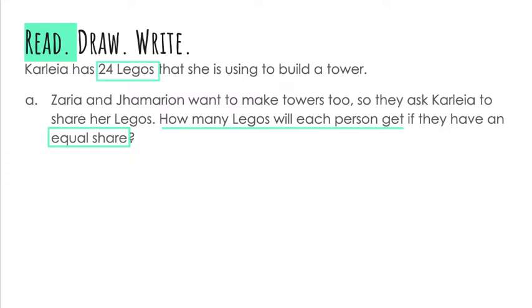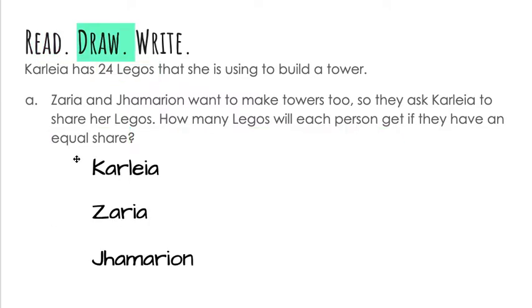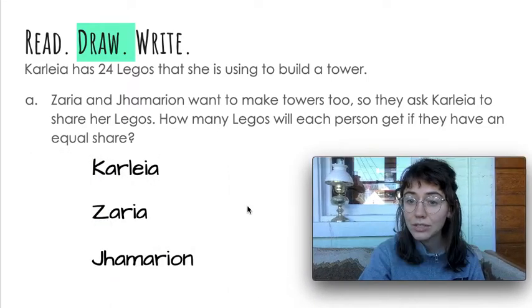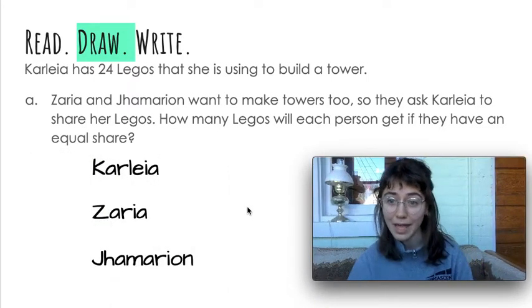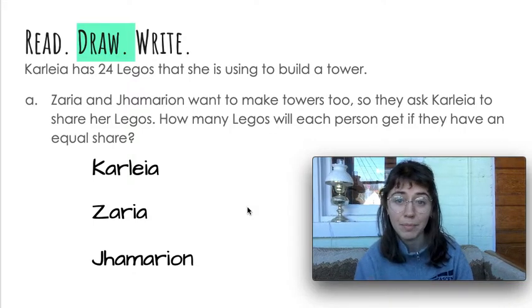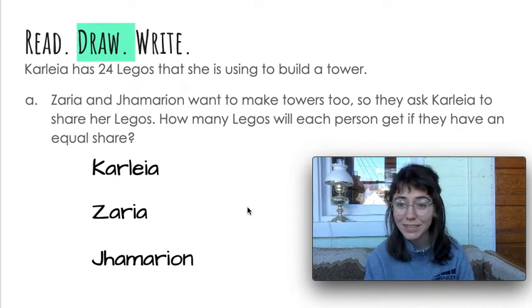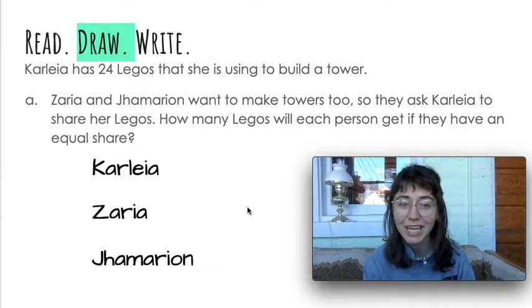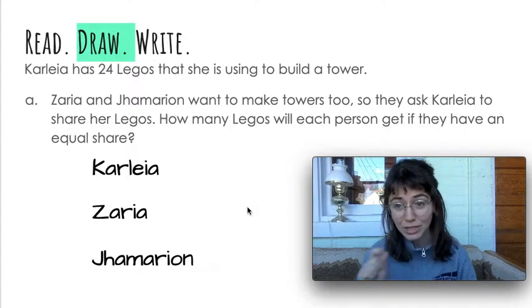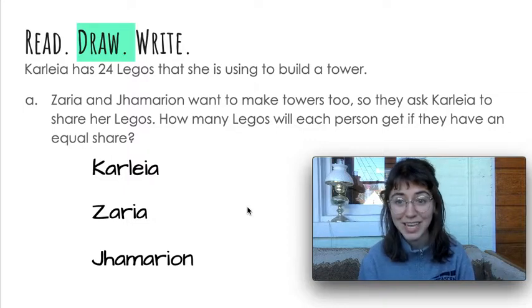Next step is to draw. So I started off for drawing by doing Carlia, Zaria, and Jamarian as separate groups. I want you to go ahead and see if you can use our strategy from yesterday, using a dot drawing to distribute 24 Legos equally to 3 people and see how many Legos each person gets. So I want you to pause the video right now, write down Carlia, Zaria, and Jamarian's names, and then use our dot strategy to see if you can solve this on your own. Press play when you're ready to see how I solved it, okay?